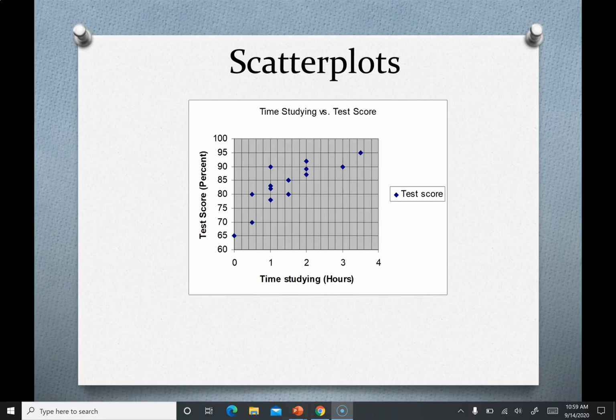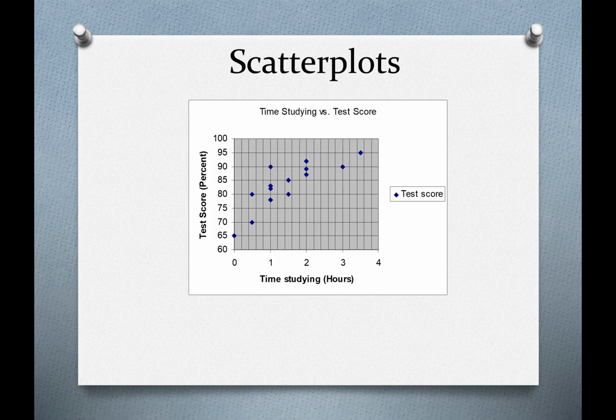All right, ladies and gentlemen, let's review the topic of scatter plots. So scatter plots happen to show up quite a bit in our standardized test for Washington State, so it's a good one to review. There's a few things that we should talk about that exist on the scatter plot.